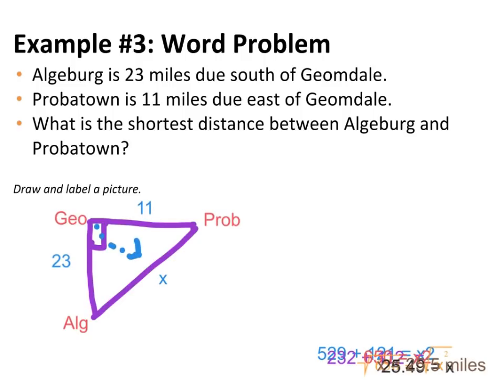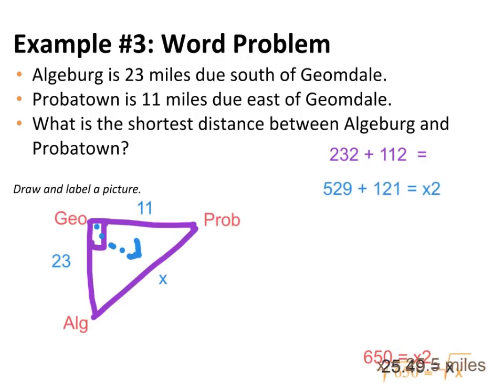So I'm going to make an equation based on the fact that I know that I'm missing my hypotenuse. So I'm going to start with 11 and 23. Plug them into my equation. So I'm going to end up with 23 squared plus 11 squared equals x squared. 23 squared is 529. 11 squared is 121 equals x squared. I'm going to add them together. And when I do that, I'm going to get 650 equals x squared.